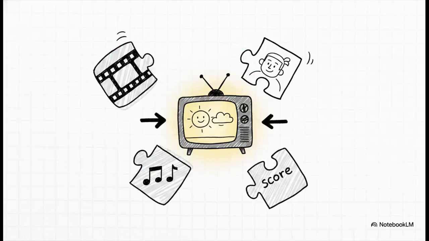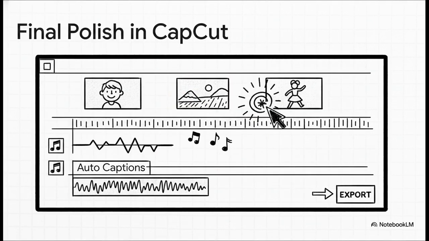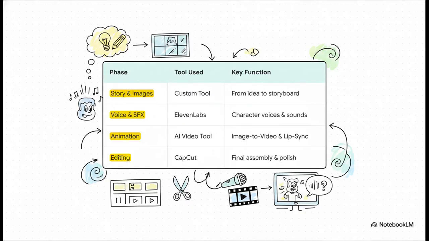We have all the parts. Now it's time to assemble everything into the final film. We'll use a free editor like CapCut to arrange clips, add music, subtitles, and final polish. So to recap, a custom tool for story, 11 Labs for voice, Hyper for animation, and CapCut for editing.